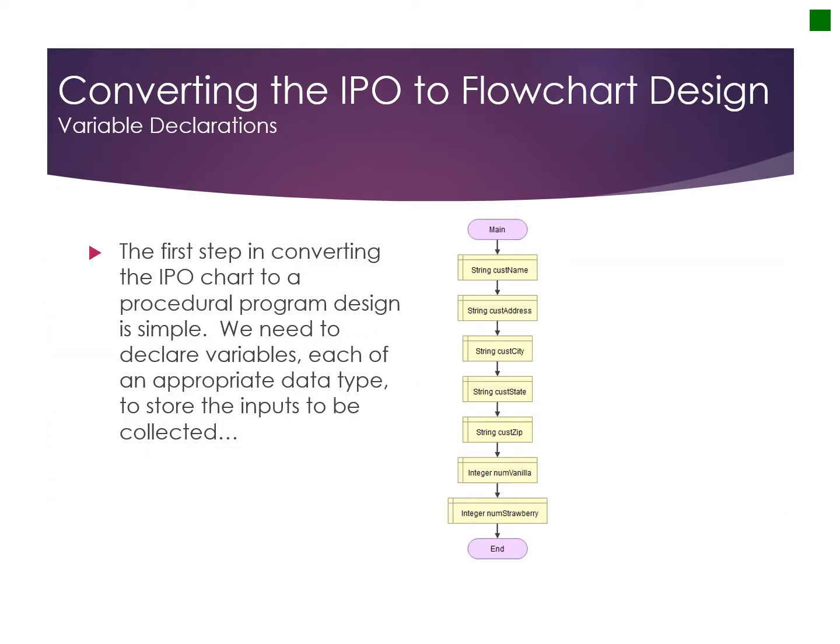The first step in converting the IPO chart to a procedural program design is simple. We need to declare the variables, each of an appropriate data type, to store the inputs to be collected. This comes right out of our IPO chart.